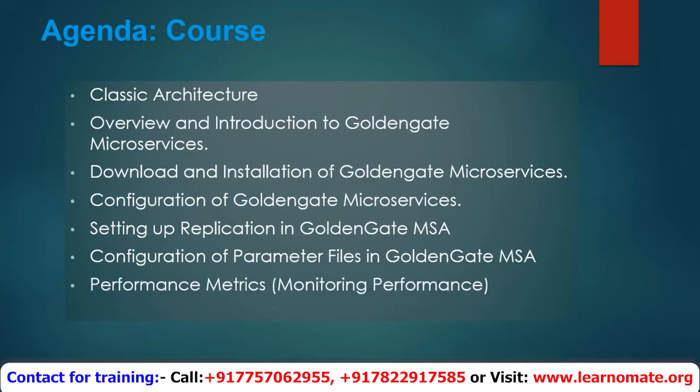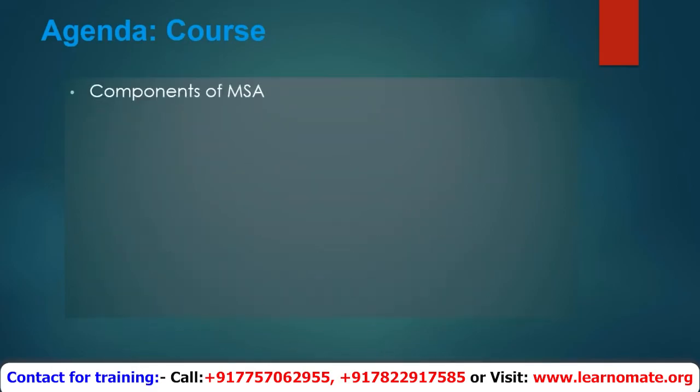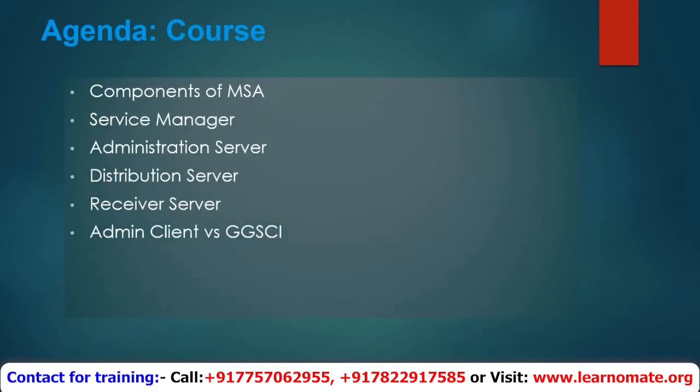Then we'll discuss the performance metrics server and the different components I mentioned, like service manager, admin server, distribution server, receiver server, admin client. We'll discuss the installation of microservices architecture. We'll discuss what happens when source is classic and target is microservices, or vice versa, when source is microservices and target is classic. So how it works, we'll discuss all about that in our training. Also, I will include the installation of GoldenGate as well.